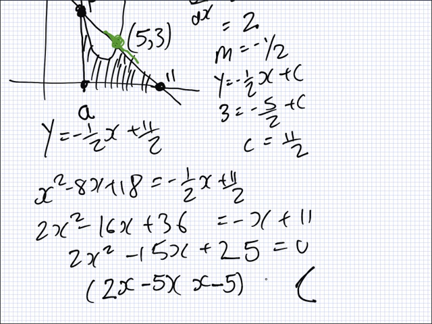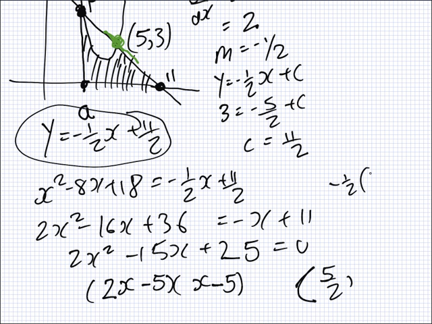Well, it's not 5, it's the other one. 5 over 2. And if I sub that back into any equation, I'll get the y. So if I sub it back into this, let me see, what do I get? Minus a half times 5 over 2 plus 11 over 2, yeah? So that's minus 5 over 4 plus 22 over 4. What's that? 17 over 4?